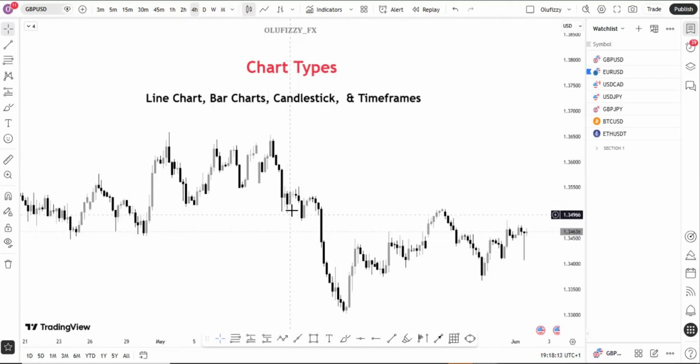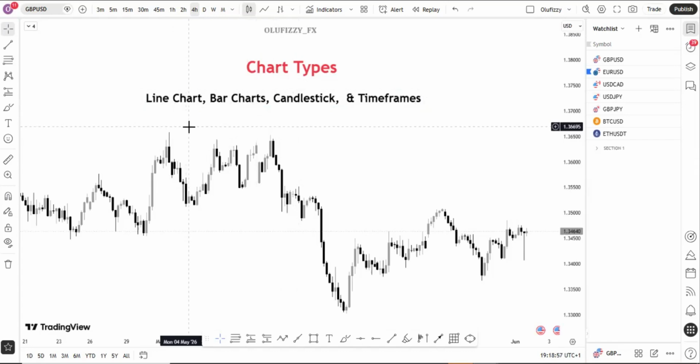And a chart also helps traders to identify trends, to spot buy and sell opportunities, and to understand the market direction, so you will be able to make market decisions based on that. We have different types of charts in the forex market, but we are going to be talking about the line chart, bar chart, and candlestick.